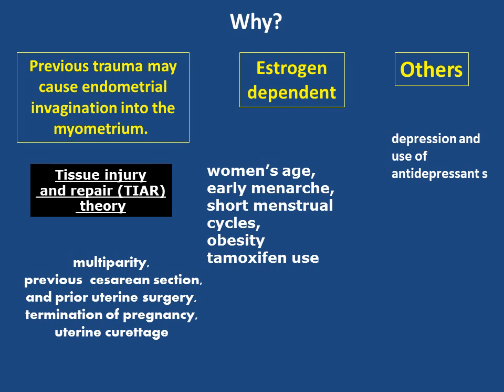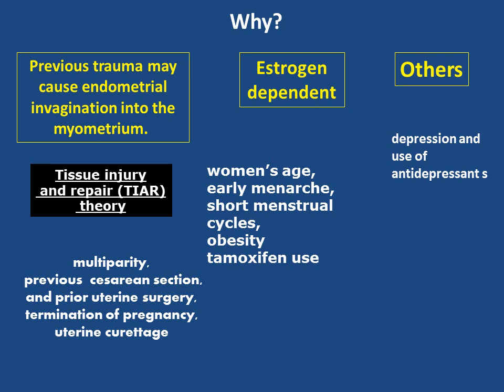endomyometrial junction and destruction or alteration of this junctional zone by intervention, whether natural or iatrogenic, is the cause of adenomyosis. And this is actually one of the theories explaining why adenomyosis occurs. It is called the tissue injury and repair theory.